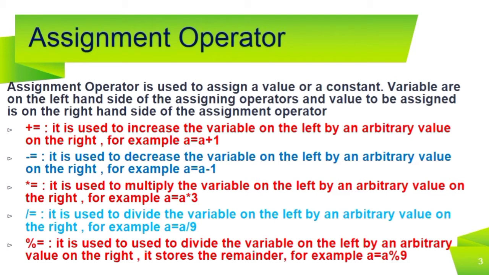The next one is divide is equal to. It is used to divide the variable on the left by an arbitrary value on the right. For example, a is equal to a divided by 9. The last one is modulus is equal to. In programming language, the percentage symbol is called modulus. So percentage is equal to is used to divide the variable on the left by an arbitrary value on the right. It stores the remainder. For example, a is equal to a modulus 9.